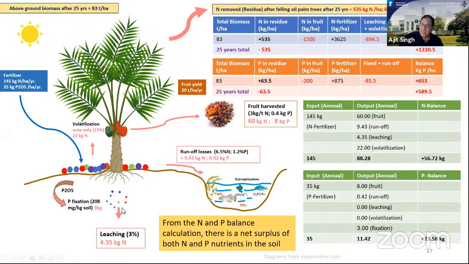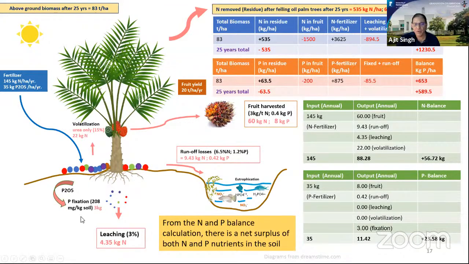Then 3% is lost through leaching, which is around 4.35 kg, which is 3% of this nitrogen, 145, okay? So this is how it's computed, 3% of this. I got these figures through several literature reviews. Then around 3 kg is fixed here. I told you earlier, fixed, especially if it is acidic soil, we have a lot of ammonium.